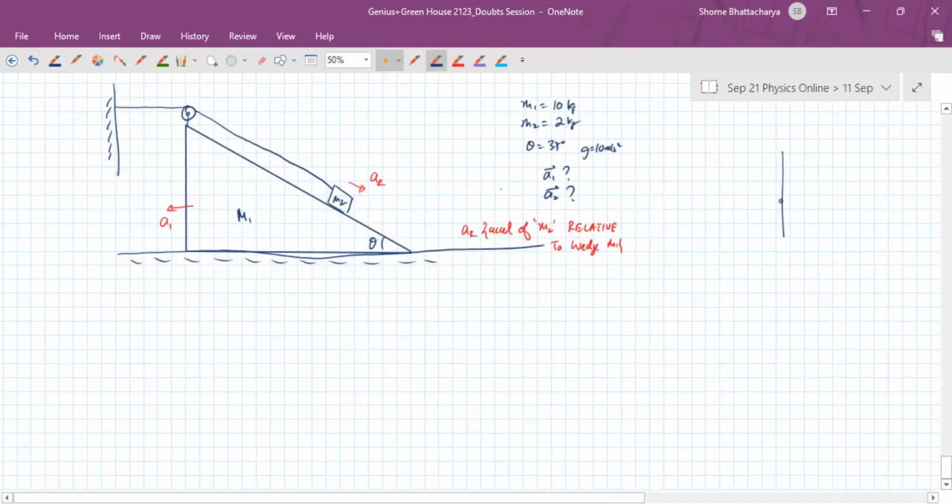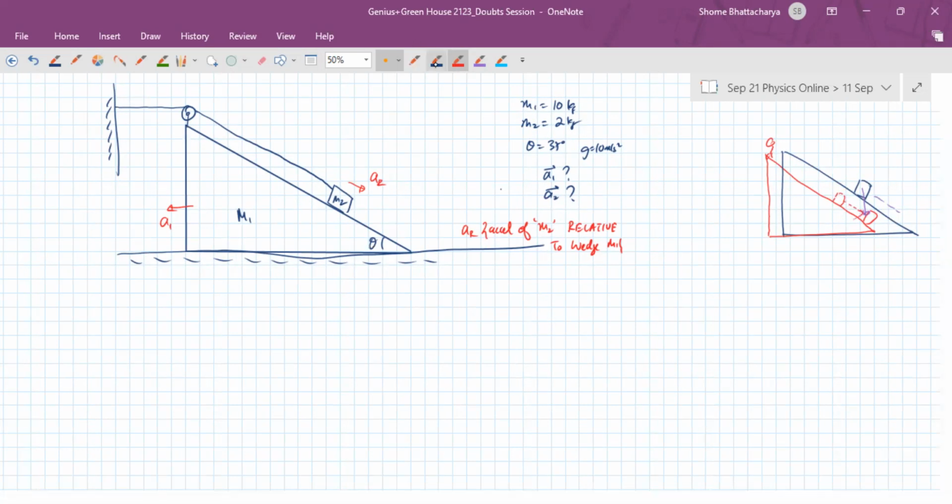What is happening is that one moment your system is like this. Next moment, this wedge has shifted somewhere here, and this block has shifted somewhere here. So its direction of motion is actually something like this, not like this. But yes, to the person standing on this wedge, it will look like it has shifted like this. So that's why the relative motion is in this direction. So that's the first thing.